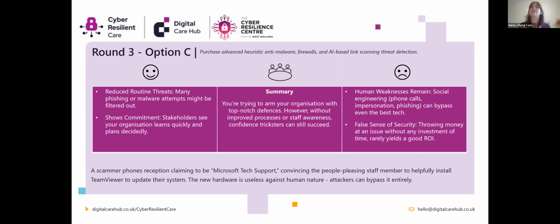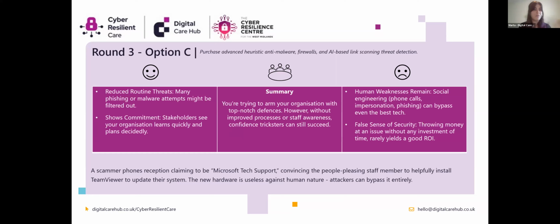Social engineering, phone calls, impersonation, phishing can bypass even the best tech. So all the good tech that we implement, all the criminals, they're also looking at this tech and implementing it in their own way. There is a false sense of security. So you throw money at new tech, but there's not really a resolution with it, and it rarely yields a good return on investment. The good things of this, of course, is it reduces the routine threats. So many phishing or malware attempts might be filtered out potentially, and it shows commitment. So stakeholders, your board, will be happy that your organization learns quickly and plans decisively and implements these changes.